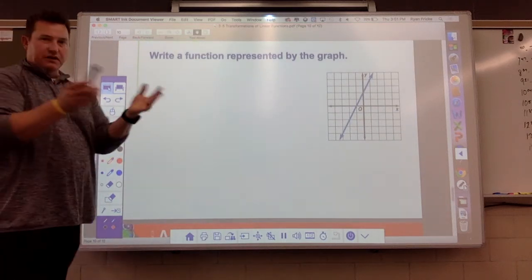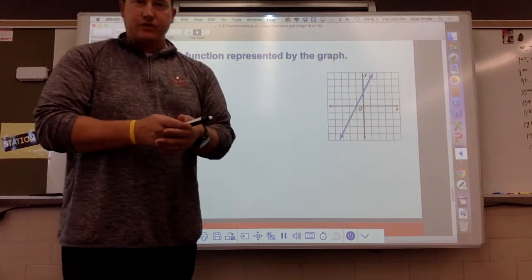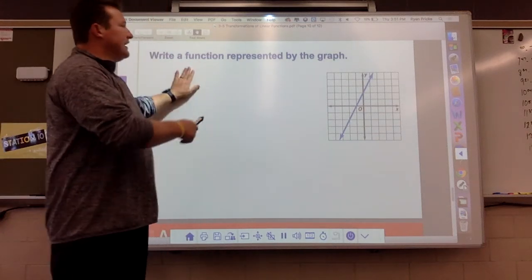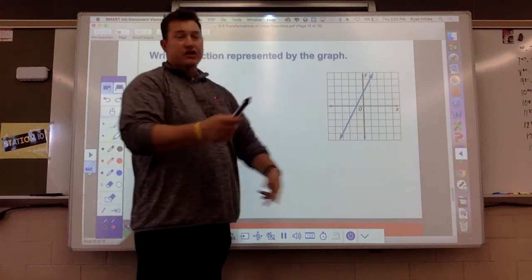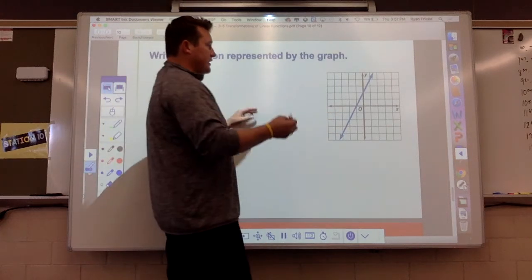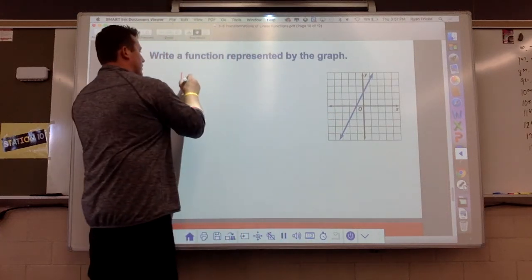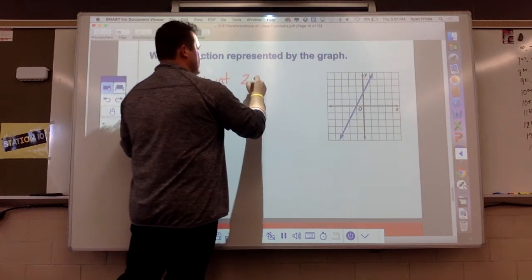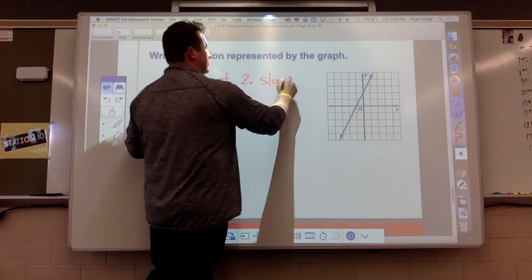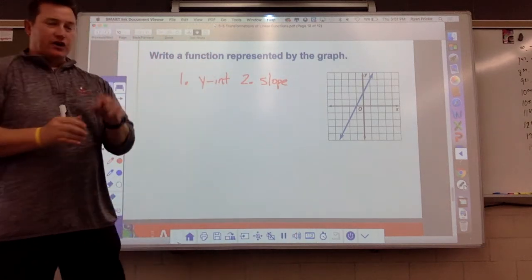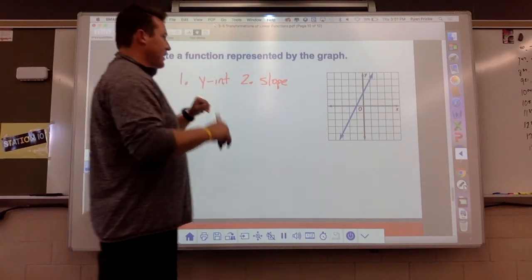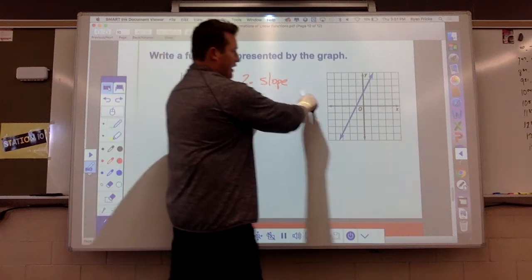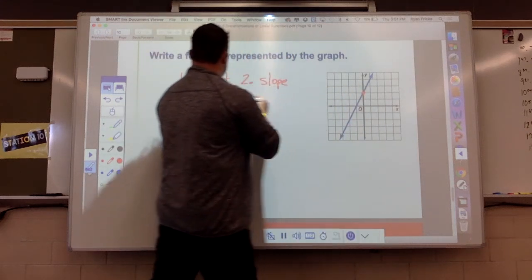Okay. This seems a little bit out of place, but we can do this one. All right. If we're going to write this function, guys, I just need to know 2 things. Thing number 1, right? What is my y-intercept? Thing number 2, what is the slope? That's all I need to write a function for this graph, okay? Identify the y-intercept. Here it is right here. This is the number 2.